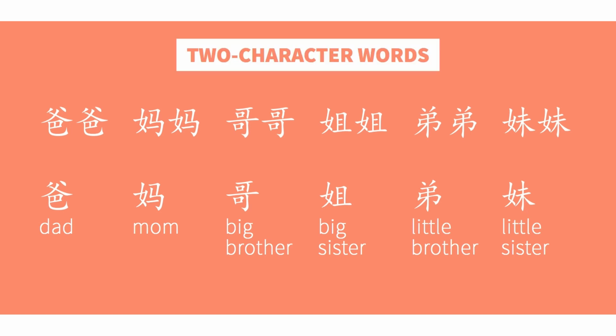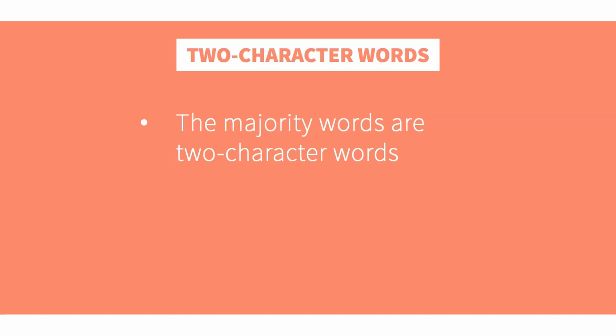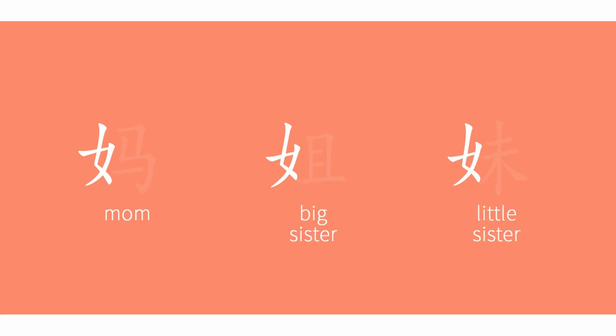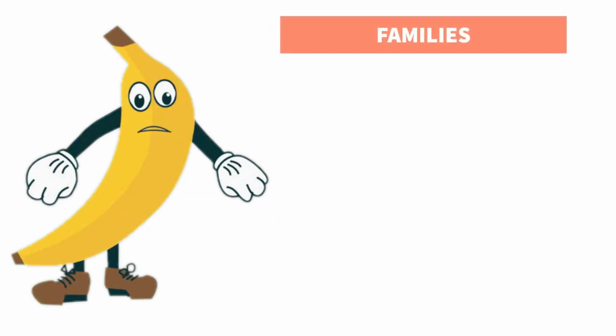But in Chinese, the majority of words are made of two characters, so people have the tendency to make more words two characters. Also, characters 妈, 姐, and 妹 all have the radical 女, female in them because they are all female. So you already know how to write half of the character. That's why radicals are important because they really help us memorize the characters. So please remember these words.